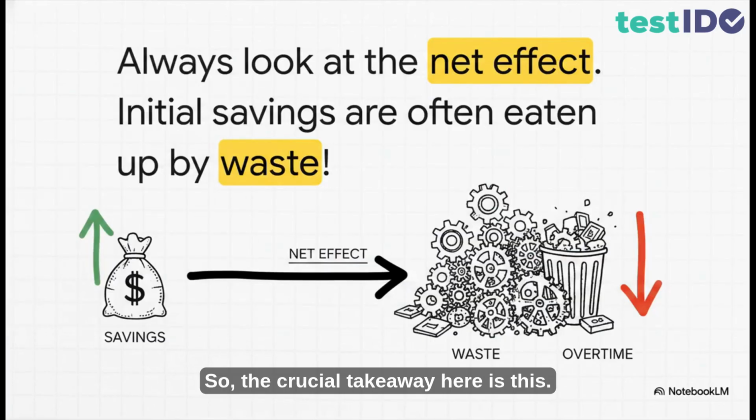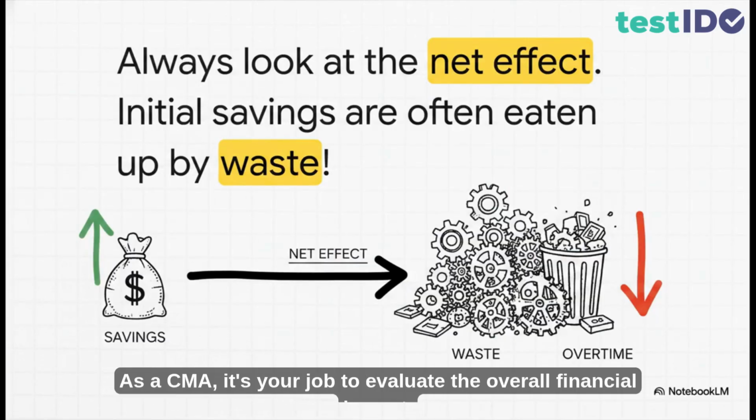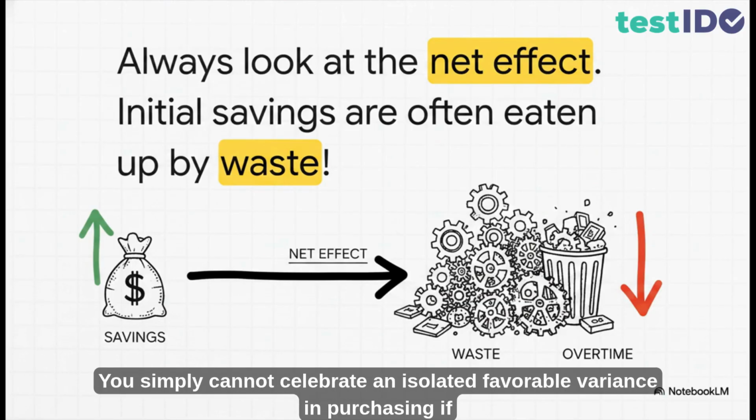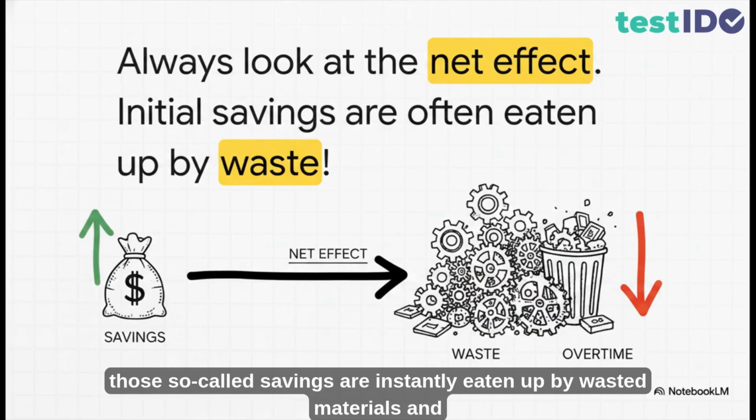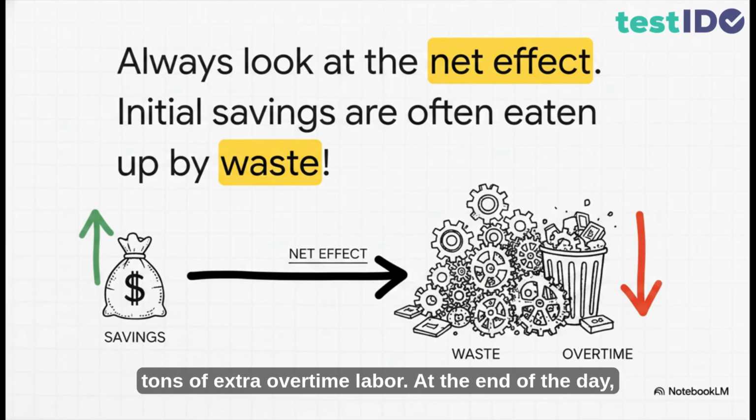So the crucial takeaway here is this: you have to look at the net effect. As a CMA, it's your job to evaluate the overall financial impact. You simply cannot celebrate an isolated favorable variance in purchasing if those so-called savings are instantly eaten up by wasted materials and tons of extra overtime labor. At the end of the day, that cheap material was actually a terrible financial decision.